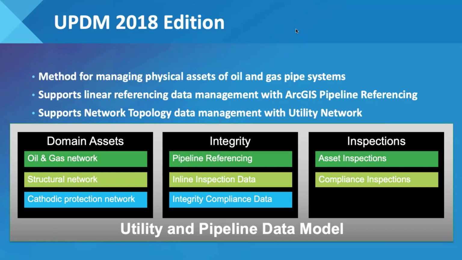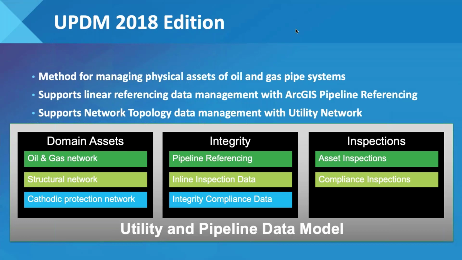So if you wanted to see this in action, these two information models are actually embedded into a larger pipeline data model. And from Esri, we have the utility and pipeline data model that's freely downloadable for any of our customers. This has got the utility network core objects, it's got the core pipeline referencing objects in it, as well as a lot of other information tables and feature classes around pipeline operations. Things like inline inspection, integrity compliance, asset inspections.